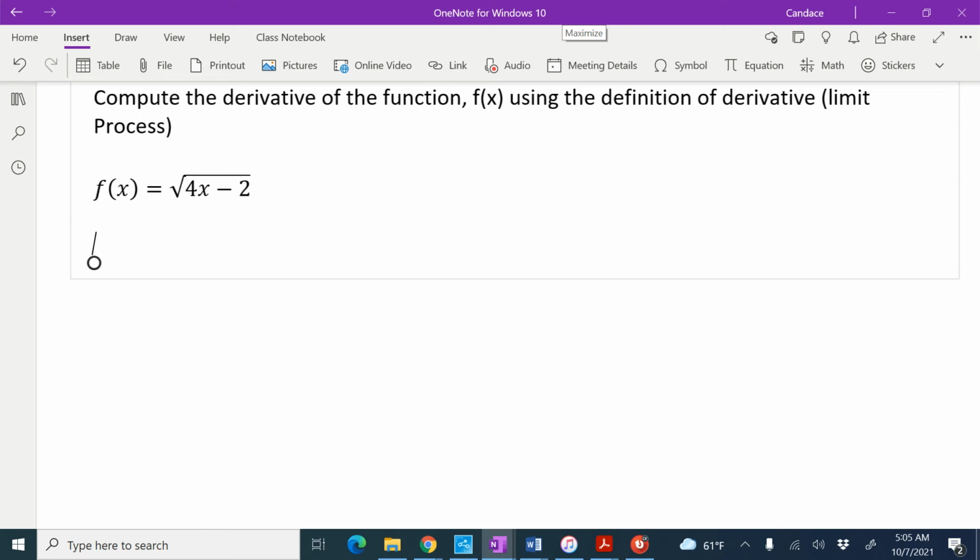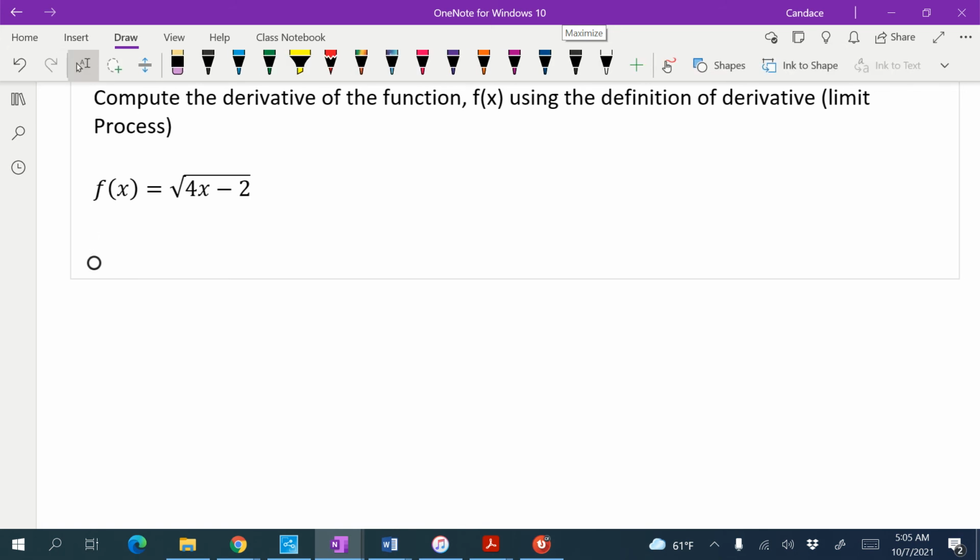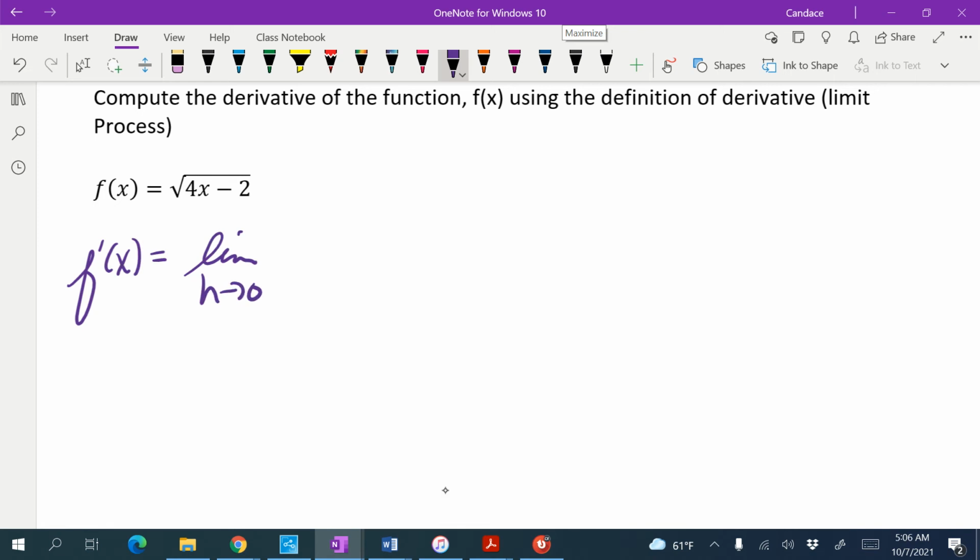In this video, we're going to compute the derivative of a function using the definition of a derivative, or what we call the limit process. So I am going to do that by starting by writing out my definition of a derivative. So I know that f prime of x equals the limit as h approaches 0 of f of x plus h minus f of x all over h.